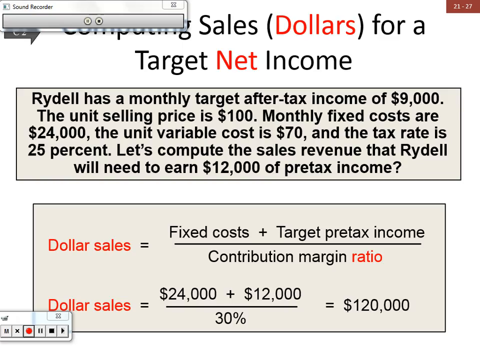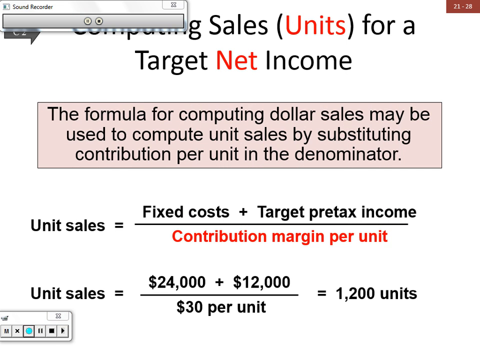Selling price per unit minus... Contribution margin ratio. Contribution margin per unit divided by sales. Not subtract. I really need you to write that down because we don't need those kind of issues. 70 divided by 100 doesn't give 30%. I asked you, how do you get contribution margin ratio?